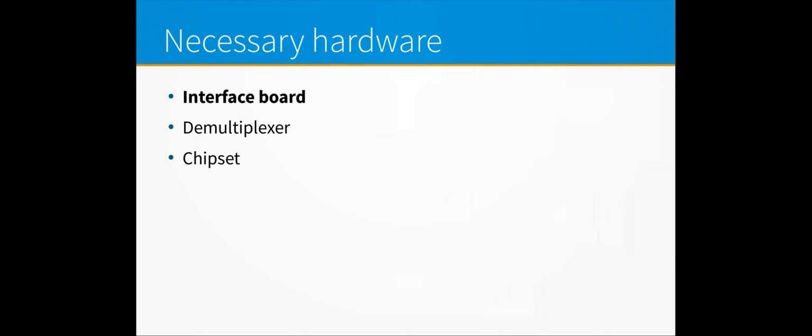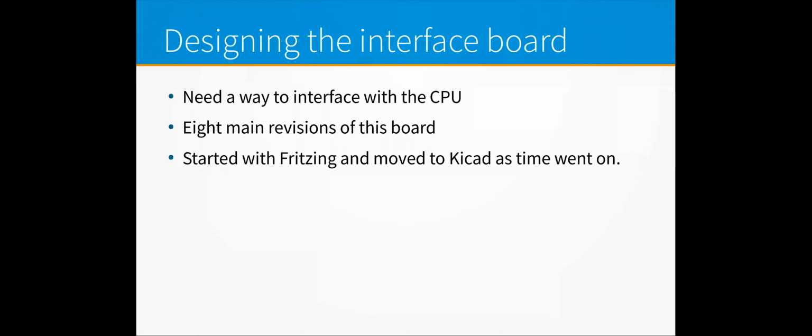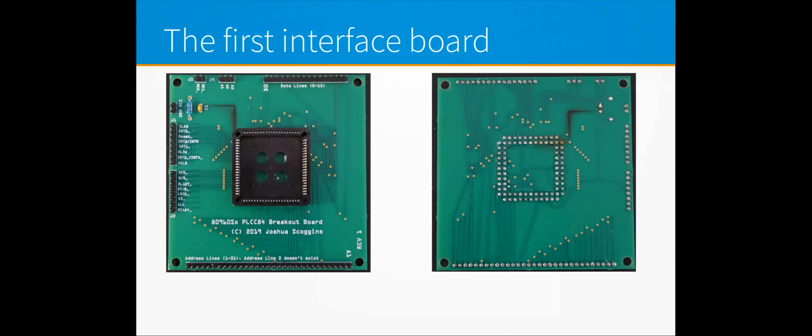So the interface board is the first thing that I had to make. As I stated, you need a way to interface with the CPU. I've gone through 8 revisions of this board. I started with the electronic design tool Fritzing, but I moved on to KiCad because Fritzing kept crashing the more pins and traces I added. But let's start with the first interface board. And no, I'm not going to go through 8 generations of this. I'm not going to subject you to that. But I am going to show you the first one.